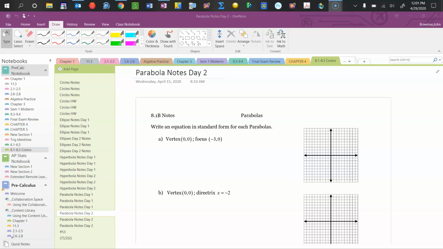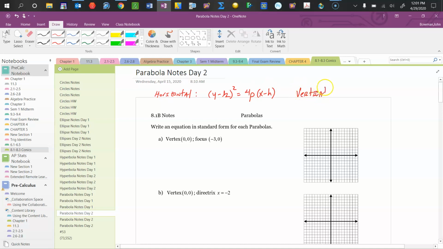So I want to remind you what the forms are for a horizontal parabola. The equation is y minus k squared equals 4p times x minus h. And for a vertical parabola, it has a similar form, but it looks like this: x minus h quantity squared is equal to 4p times y minus k. So we should be familiar with those. There are the notes from last time and the homework.